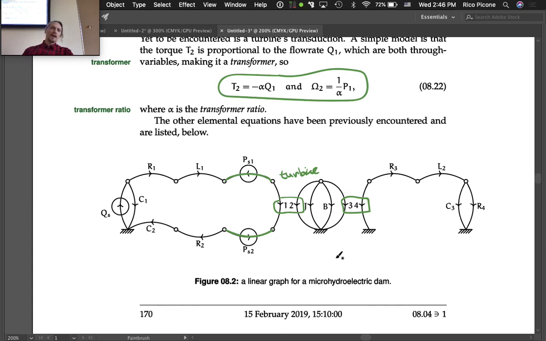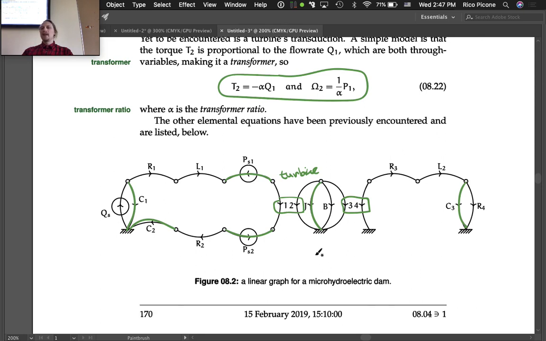We have several A-type energy storage elements, C1, C2, C3, and J. So we have 4 of those. And then as far as our transducing elements, there are 4 possibilities. There are 2 different transducers, and they both happen to be transformers, so we have to take one or the other of each of them. So we've got 4 possibilities.